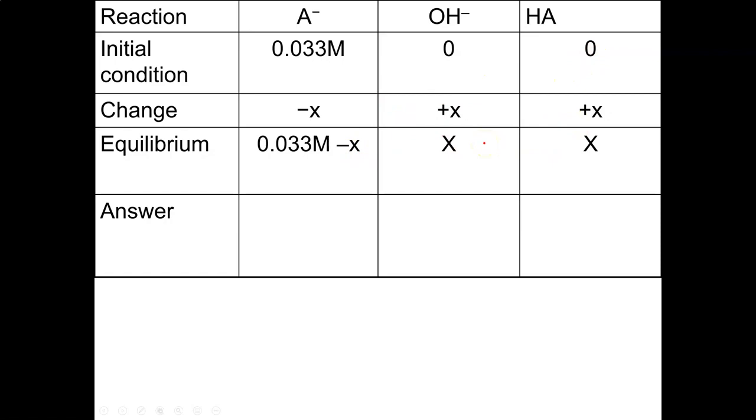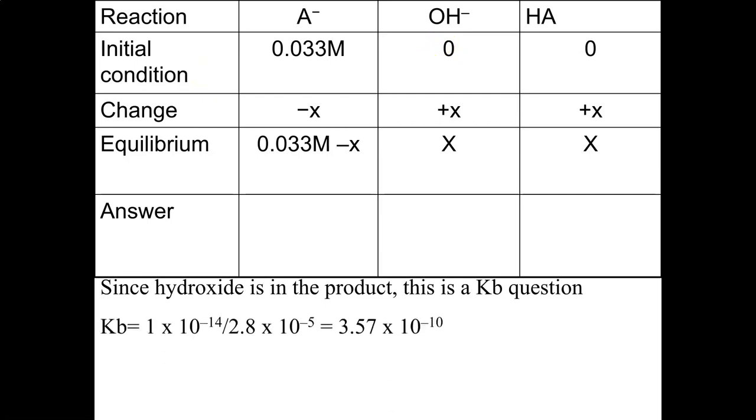Now here's the problem. This was originally a Ka question, right? But right now I have hydroxide. Hydroxide is consistent with a Kb question. So you have to be aware of that. That means you have to solve for the Kb. So first you figure out there's a dilution question. You have to calculate the moles, then go to a new molarity. Then you have to write a reaction out. And then you have to figure out the concentration of that new A minus. And now we need to solve for the Kb, which comes out to be 3.57 times 10 to the negative 10.